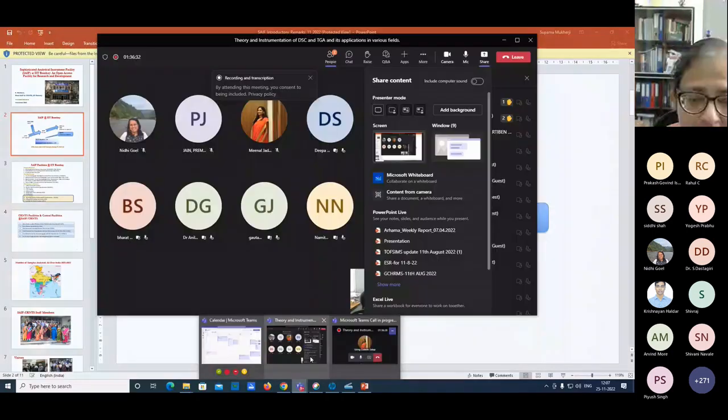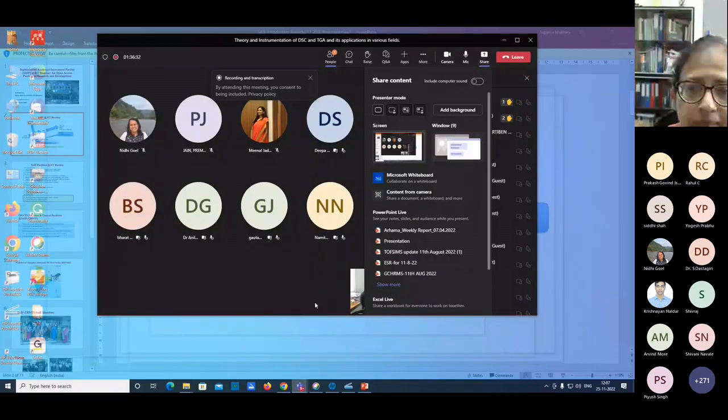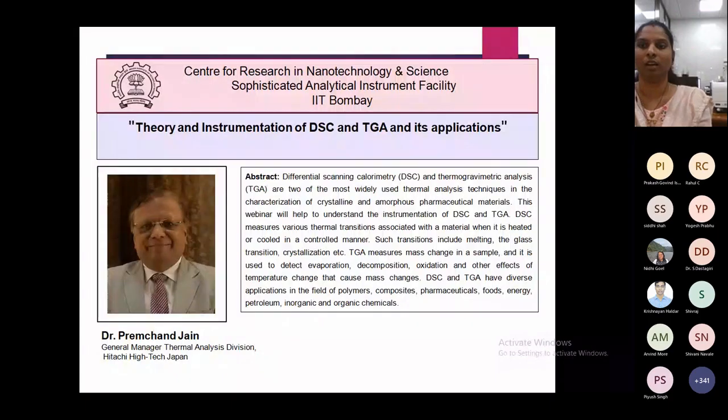Thank you, Professor Suparna Mukherjee, for presenting the information about all the current facilities at SAIF IIT Bombay. Now I would like to introduce our speaker, Dr. Premchand Jain. Dr. Premchand Jain is currently working with Hitachi High-Tech Technologies Japan and holds the position of General Manager in the Thermal Analysis Division. He is working in the field of thermal analysis and spectroscopy and has more than 37 years of experience in this field.